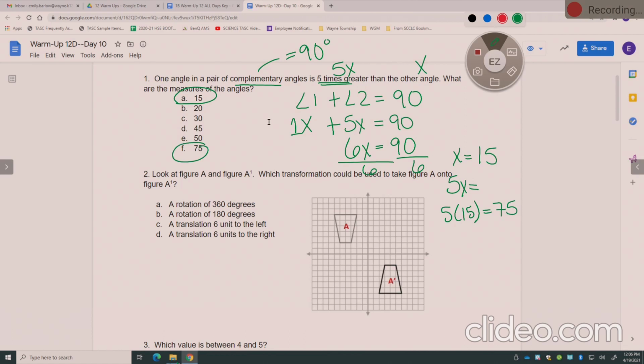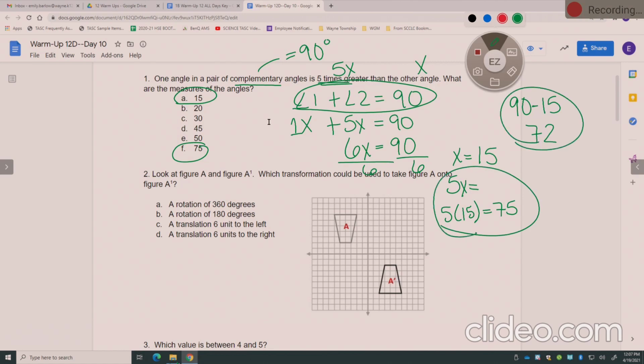I also know that the two angles together equal 90. So 90 minus one angle would give me the answer for my second angle. So whether I find it like this or I find it like this, either way, once I found my first angle, I can find my second angle. So number 1, the answers are A and F.